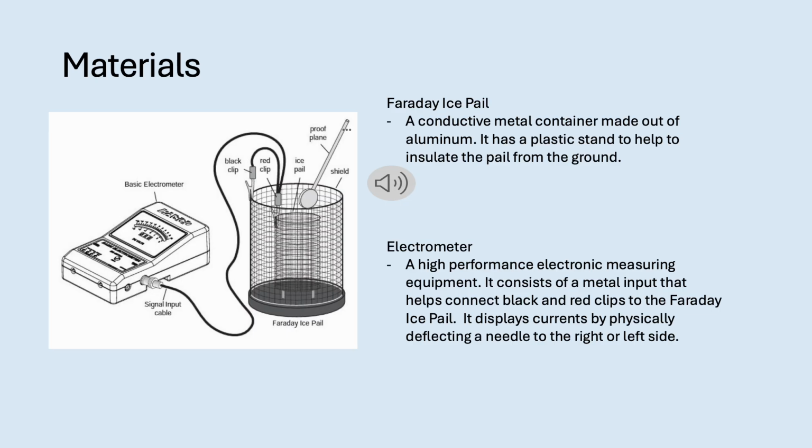The main instrument for this session was a Faraday ice pail. A Faraday ice pail is a conductive metal container made out of aluminum. On the bottom, it has a plastic stand to insulate it from the ground. We also used the electrometer, a high-performance electronic measuring instrument. It consists of a metal input that helps connect black and red clips onto the Faraday ice pail. To read the charge, it displays a needle that physically deflects to the right or to the left side.